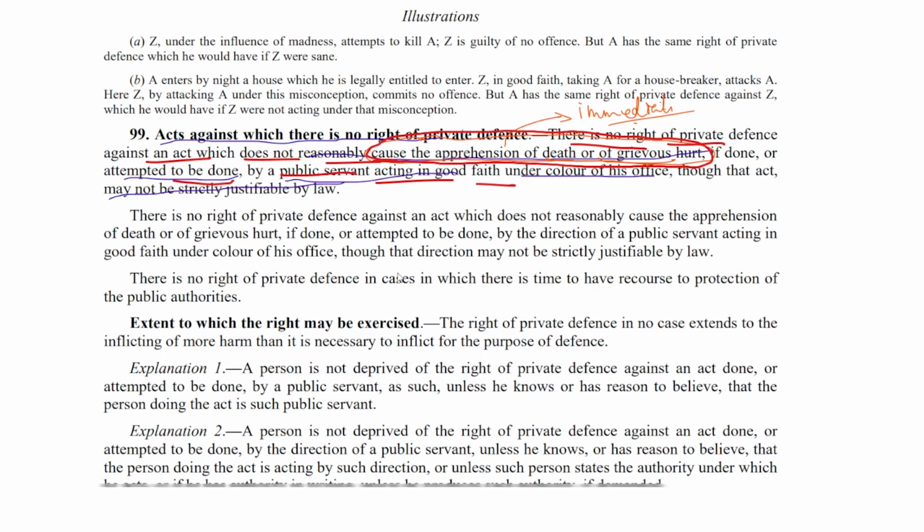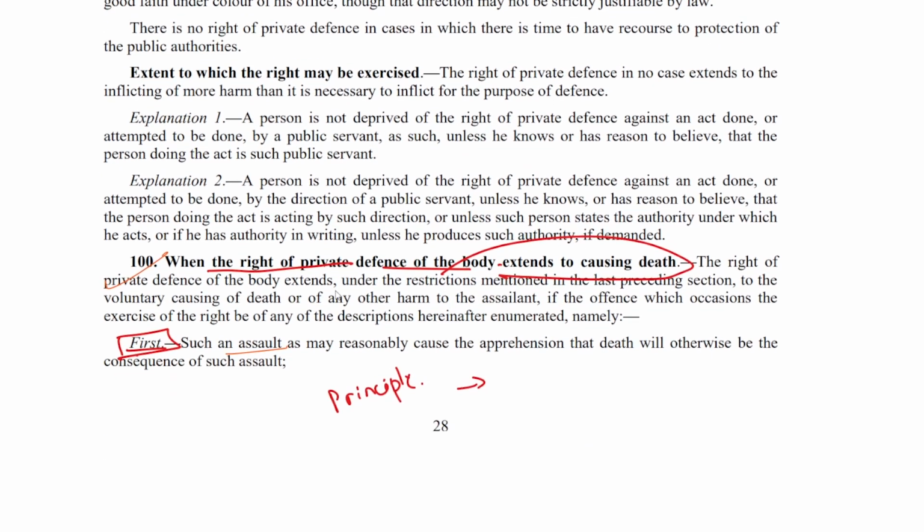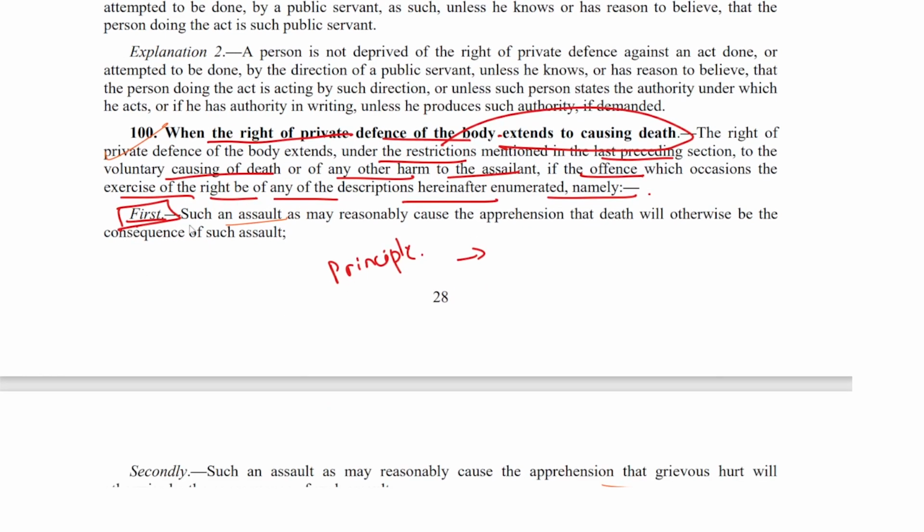So the apprehension of death and grievous hurt, under the restriction mentioned in the last proceeding, extends to the voluntary causing of death or any harm to the assailant, if the offense which occasions the exercise of the right be of any description herein enumerated, namely: if an assault may reasonably cause the apprehension that death or grievous hurt will otherwise be the consequence of such assault.